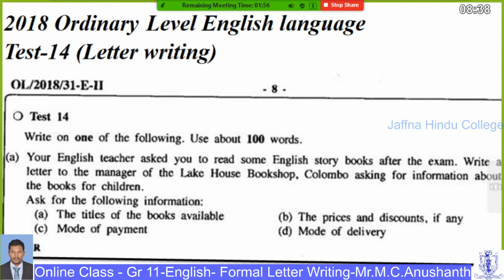One is you will have to write a letter or a description of a graph. So here test number 14 is a letter, which is a formal letter. The question is, write on one of the following, use about 100 words. Okay, the question is, your English teacher asked you to read some English storybooks after the exam.